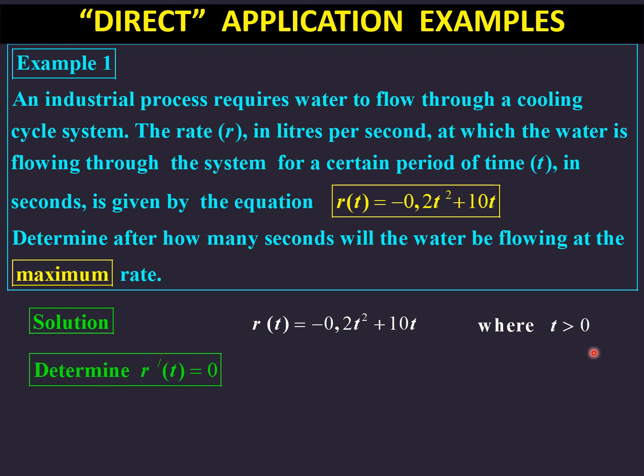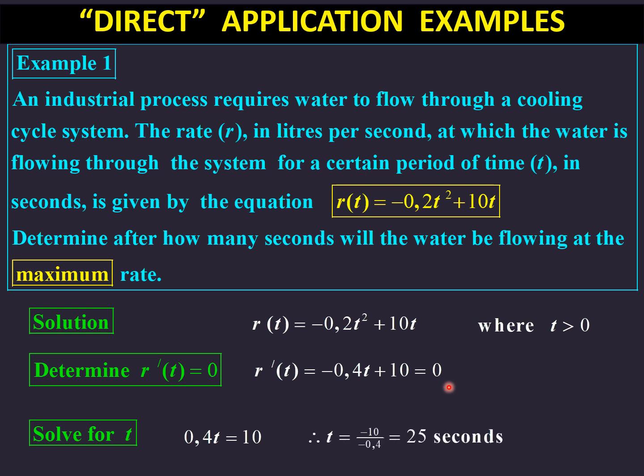Now we have to determine the first derivative and equate it to 0. So let's differentiate that. That should be quite easy. Negative 0,4t plus 10, and then we equate it to 0. Very easy. This gives us a linear equation. And this should be very easy for grade 12s to be able to do. So we transpose the 10 and divide by the negative 0,4. And this gives us, that's right, 25 seconds. t is in terms of seconds.